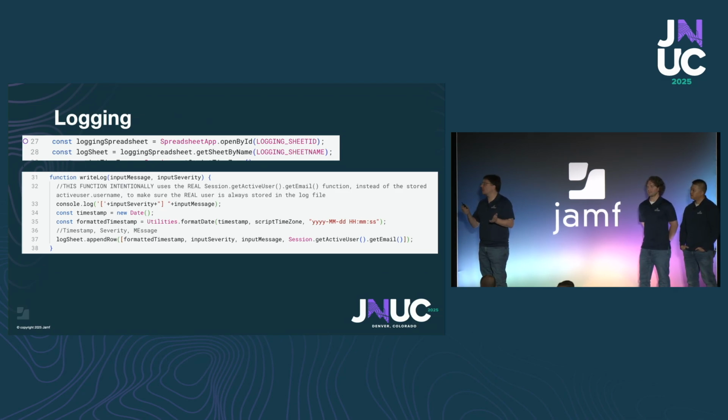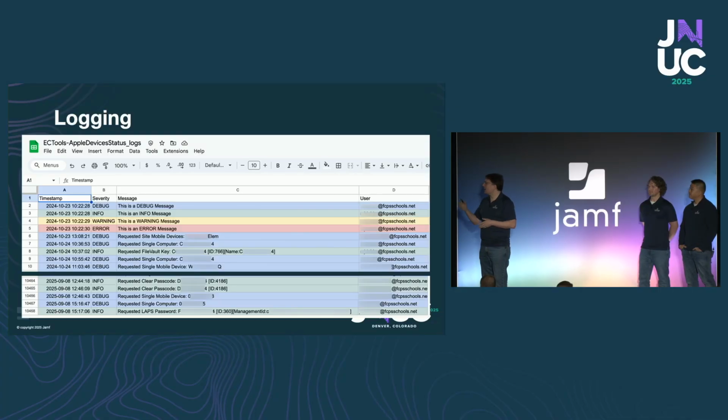In this case, again, we just log everything to a sheet, and it looks like this. So I can go in and easily filter by who ran what command. I can see the timestamp and the severity of what they did. If they cleared a passcode, that's in here. You can also see there's the LAPS commands and the FileVault keys.